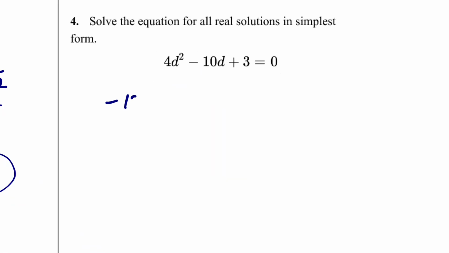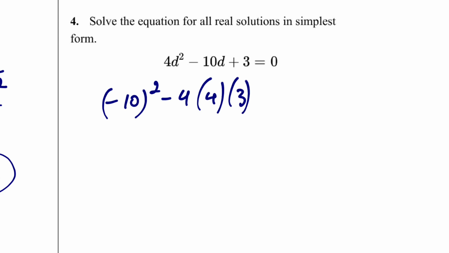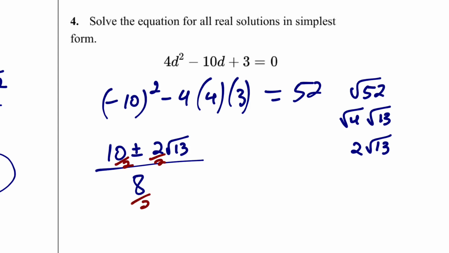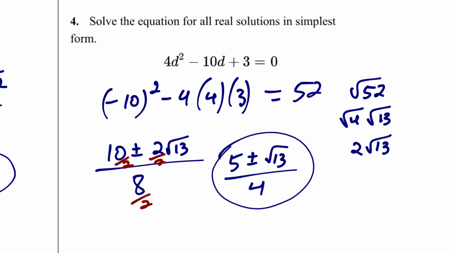Next up, I have negative 10 squared minus 4 times 3. If I take this, I get 52. So if I want to simplify the square root of 52, I can turn this into root 4, root 13, which turns into 2 root 13. So this is going to be 10 plus or minus 2 root 13 all over 8. And I can divide everything by 2, those parts by 2 at least, to get 5 plus or minus the square root of 13 all over 4. And that's my final answer.